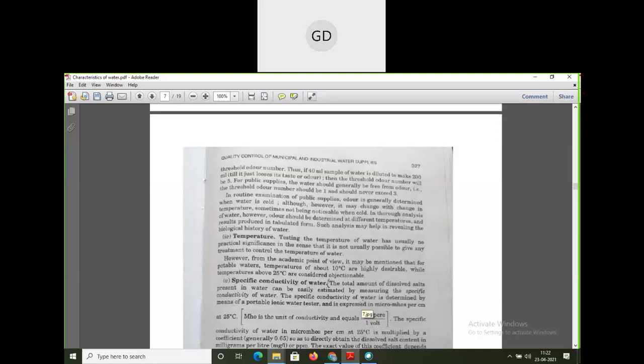So what is A plus B and what is A? Suppose your 40 milliliter sample of water is diluted to 200 milliliter to make it lose its odor. That is your A plus B.